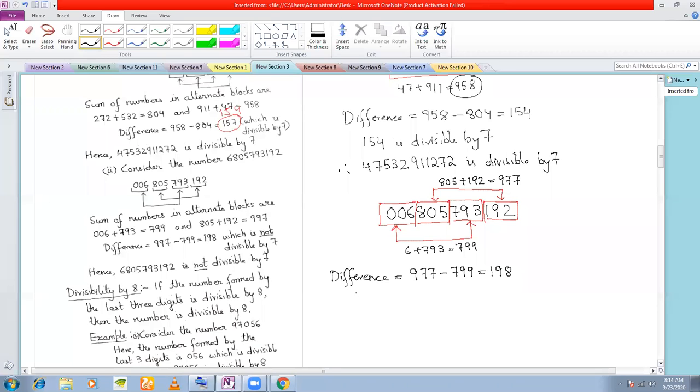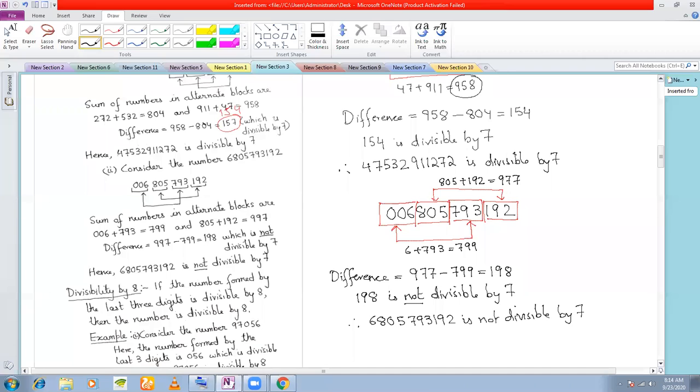If this difference is divisible by 7, then the number will be divisible by 7. So is 198 divisible by 7? 198, if you check, is not divisible by 7. So therefore, this number is not divisible by 7. Okay, simple enough.